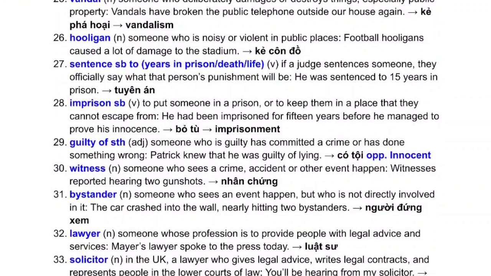26. Hooligan. Hooligan is someone who is noisy or violent in public places. Example: football hooligans caused a lot of damage to the stadium.